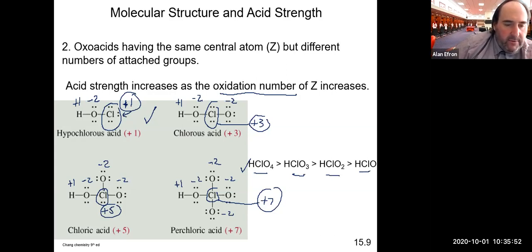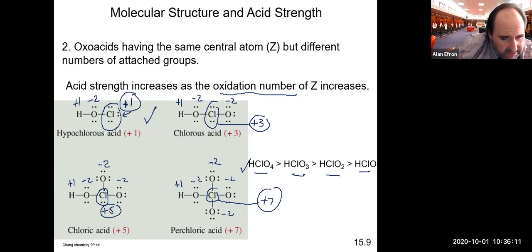So for those two types of acids with oxygens: if they involve a different central atom, with the same oxidation number, look at electronegativity. If it's the same central atom with different groups attached, look at oxidation number. The idea is the same here.